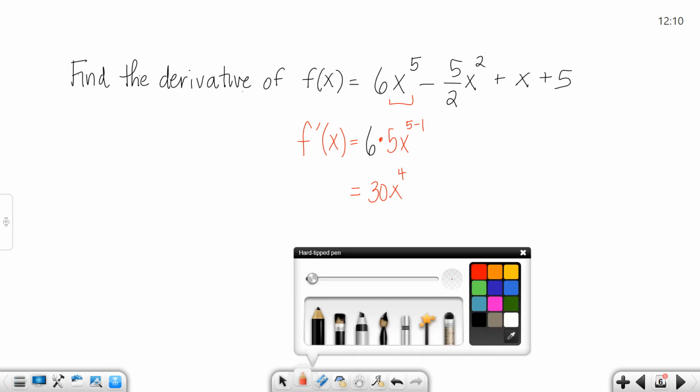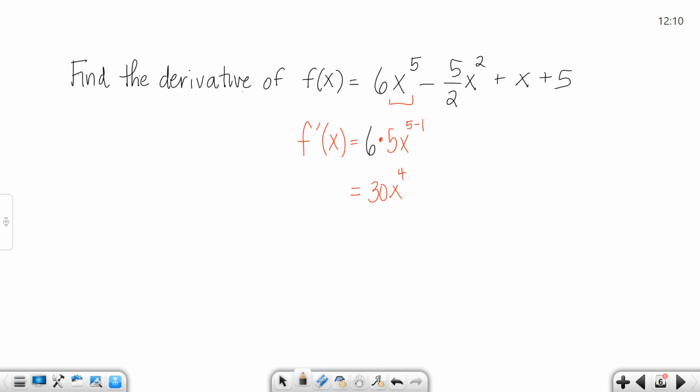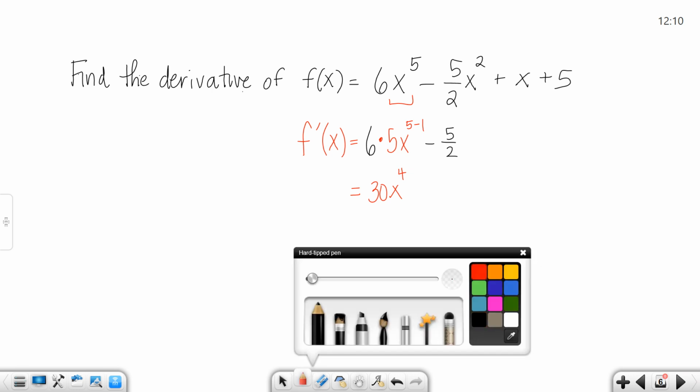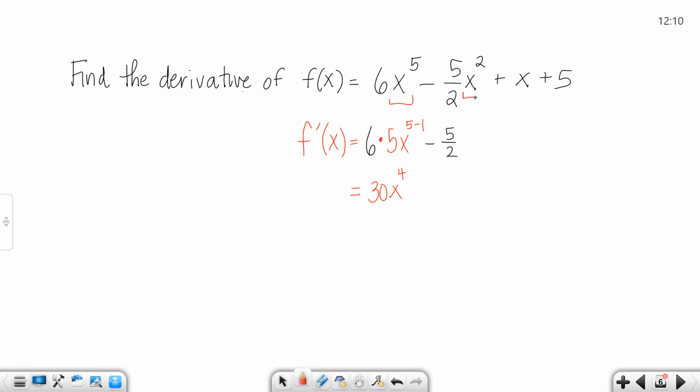And that's how that piece would look. Okay, so let's move to the second one. When I move to the second term, I have a negative 5 halves out in front. So I'm just going to leave it alone. The next piece, I have to take the derivative of x squared. Well, to take the derivative of x squared, I would multiply by 2, bring that 2 down. So multiplying by 2 is the same thing as bringing that 2 down, and then I decrease the 2 by 1. 2 minus 1.